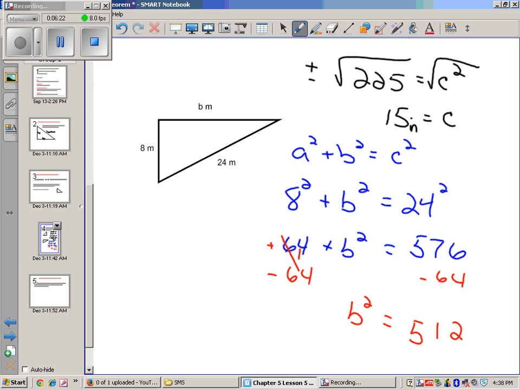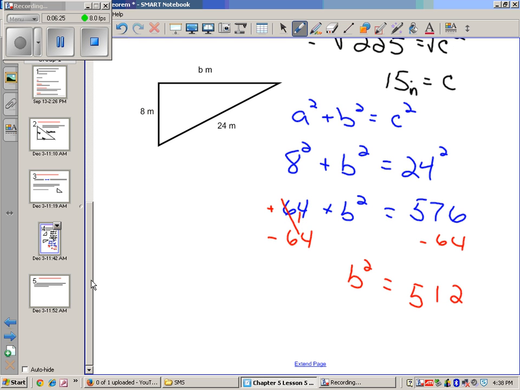So now we're not done yet because we're looking for B, not B squared. So once again, we have to take the square root of both sides. The square root always cancels out the square, so B equals, and to the nearest tenth, we're going to get 22.6, and this is meters.